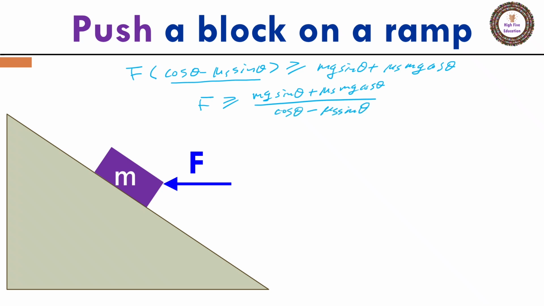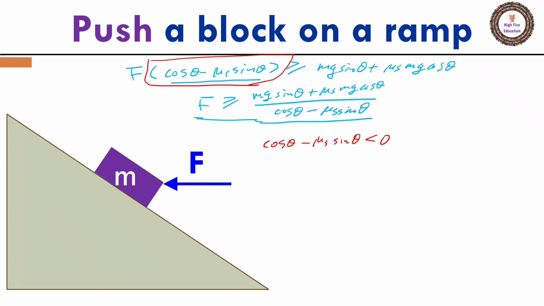So the student would say, as long as my force is larger than this value, then my block would move up, because that satisfies this criteria. So what's the problem here? The key thing is when you divide by cosine theta minus mu s sine theta, you assume it is positive, then you get this force relationship. What if cosine theta minus mu s sine theta is smaller than 0?